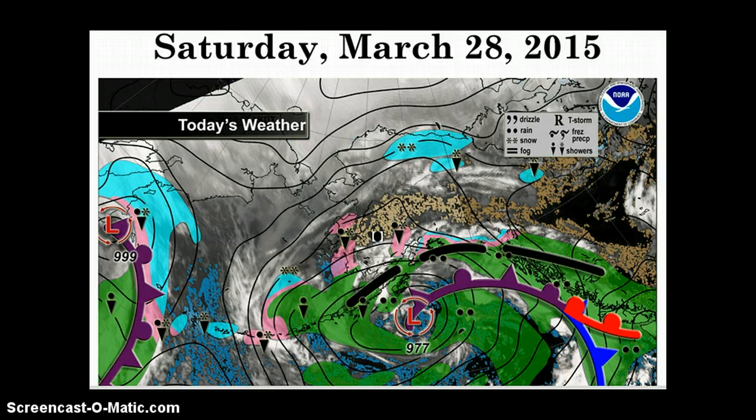Okay, and then today's weather for Saturday, March 28th, you have very little low pressure systems here, and we have some showers of rain and snow in this chart, it looks like. And that is all I can pick up from this chart.